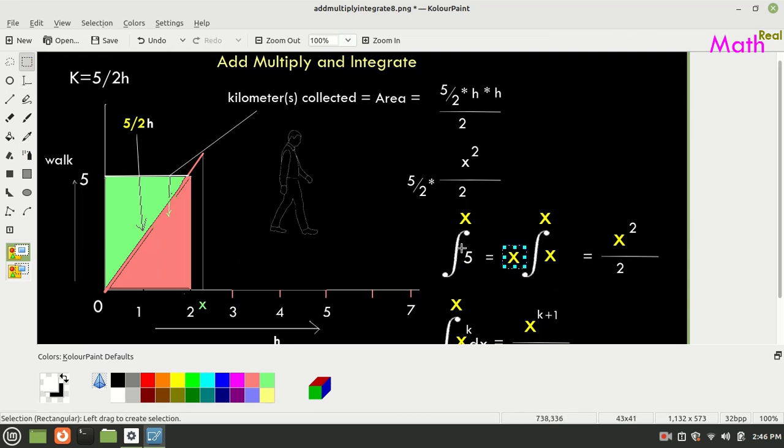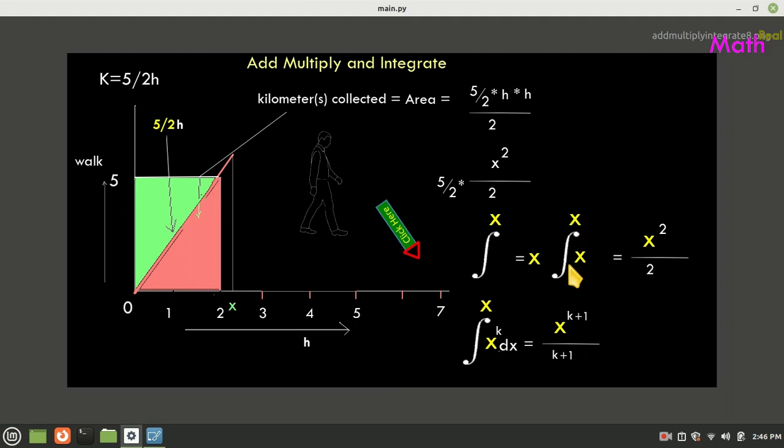If there is nothing, it is x. If there is x, this is different. If there is x, then it is x square by 2. This is what we saw. If it is a rectangle, then it is x. If it is a triangle, like here we saw, the equation includes the x-axis.